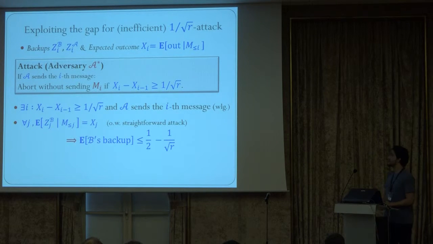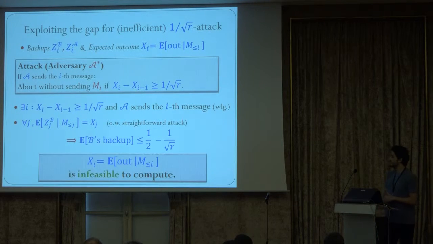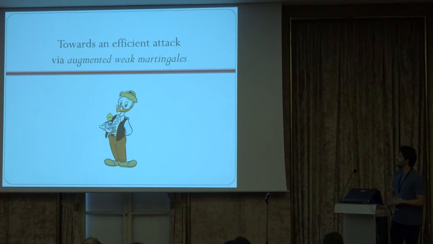So I made a fuss about the fact that this attack is in a different model and it's inefficient, but I haven't really said anything about the efficiency. The reason this attack is not efficient is because, in general, it is not efficient to compute the expected outcome, because it might entail inverting some one-way function, for instance. So in the second part of this talk, I'm going to tell you the steps we followed in order to achieve an efficient attack for multi-party protocols.